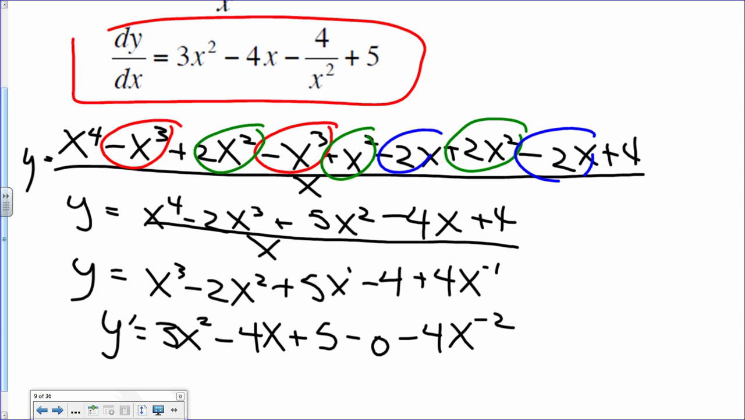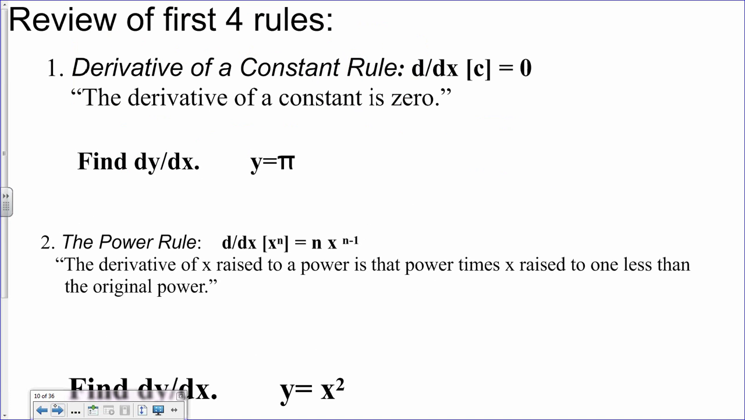Now you ready for a new rule? So far you can take the derivative of powers of x, and a constant in front of a power of x. Let's go through what we know, instead of me just saying it.